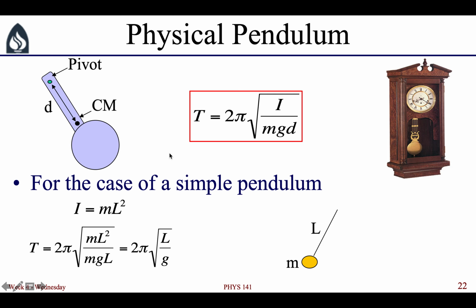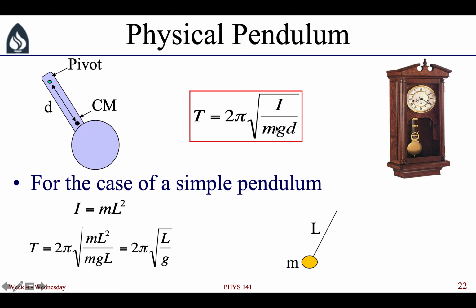So for a physical pendulum, for an object that's swinging back and forth and has mass distributed throughout its length, then you have to use a different expression for the period. And the expression looks like period is equal to 2 pi times the square root of the moment of inertia of the pendulum about its pivot point divided by the mass of the pendulum times g times d, where d is the distance from the pivot point to that object's center of mass, or where it would balance.